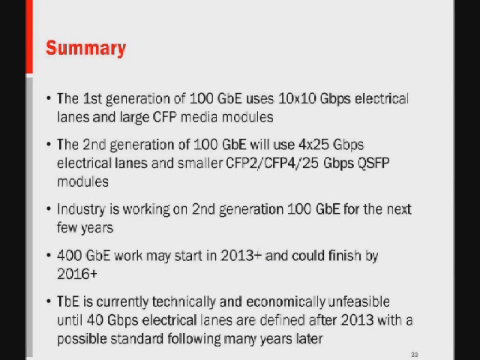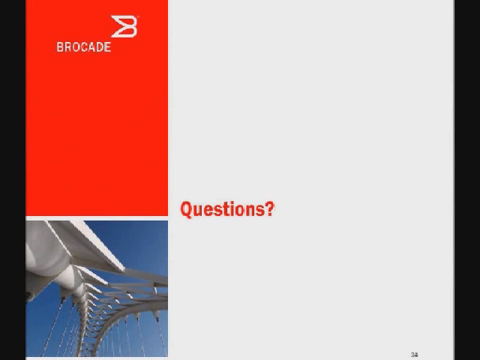So this is the summary. First generation technology, as we said, uses all this 10 by 10 electrical signaling, and we have relatively large CFP modules. Second generation of 100 gig is going to use the new modules and 4 by 25 electrical signaling. We're going to work on 100 gig second generation for the next couple years. If we get all the data that we need in the IEEE, we could start on a project for 400 gig that could probably be done by 2016. And then, as I mentioned, as much as everyone in the industry would like to do terabit Ethernet, it's just really impractical and unfeasible until a couple years from now when we have better technology. And that's it.